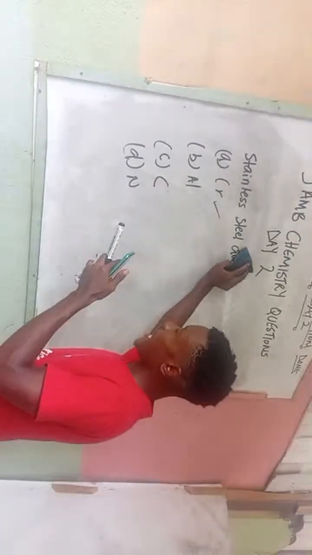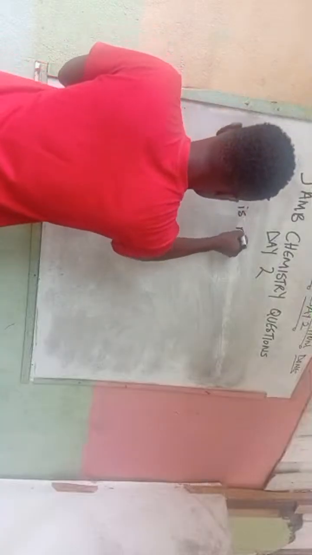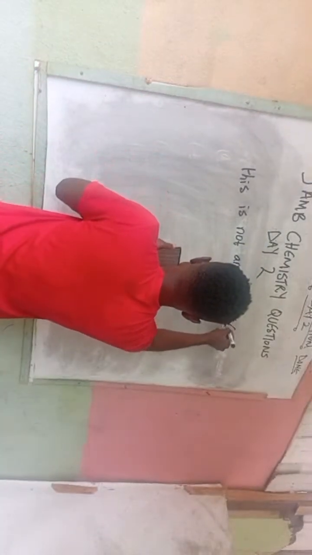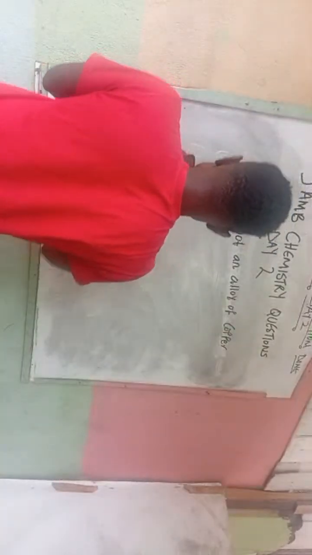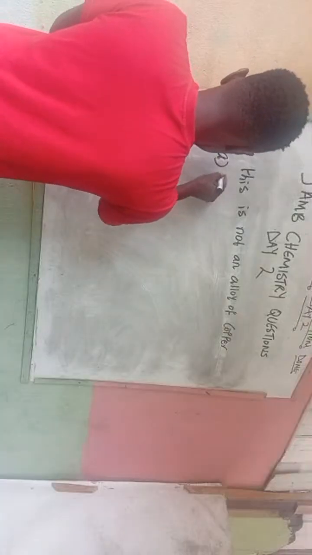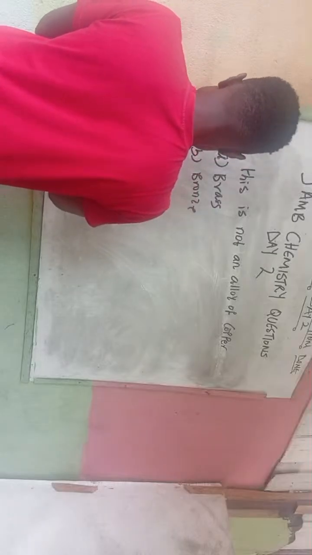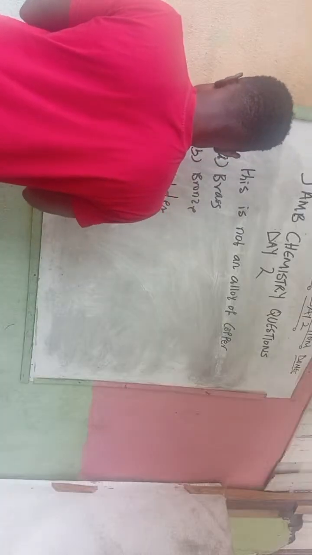This is not an alloy of what? Copper. We have A, brass; B, bronze; C, solder; and D.